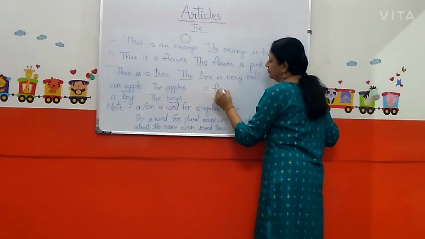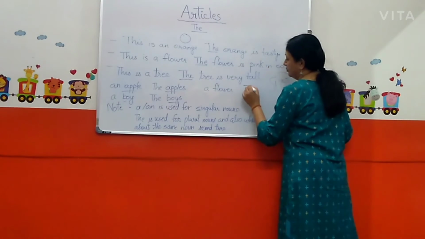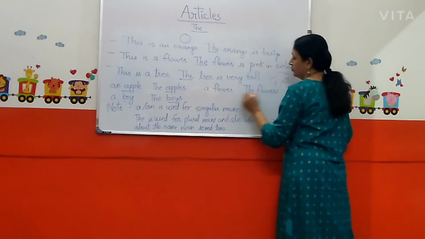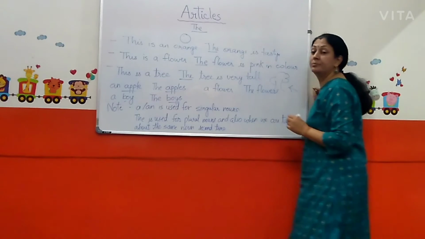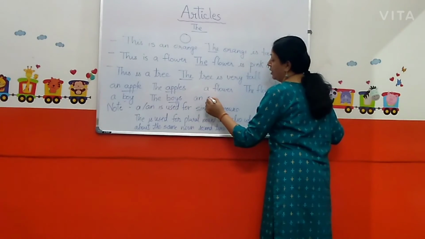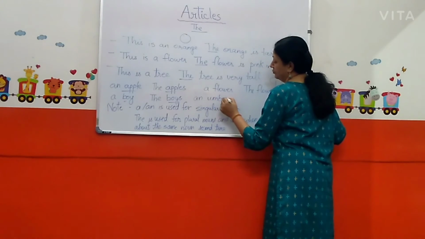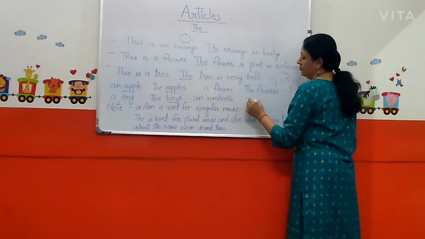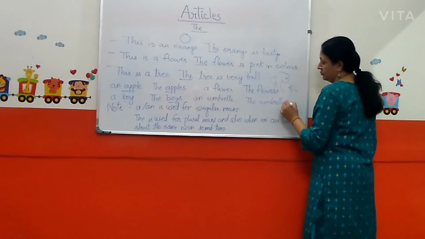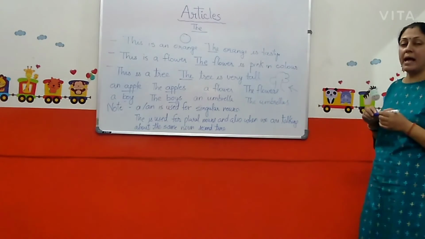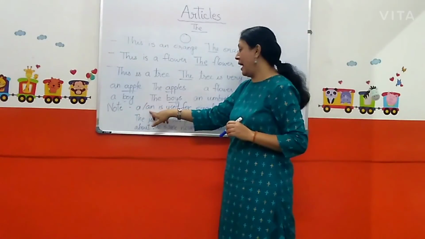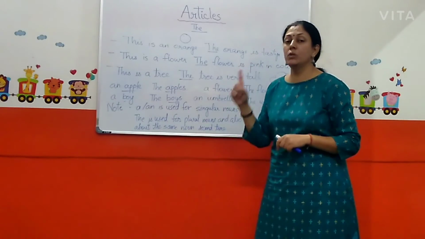A flower. The flowers. Then what else? An umbrella. The umbrellas. Got it? You just have to remember one thing, that a and an are used for singular nouns.